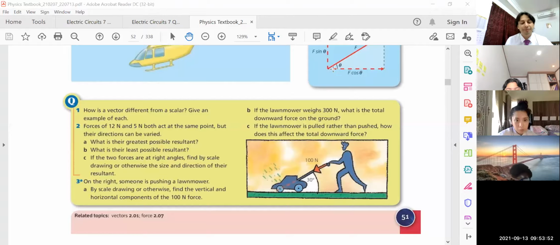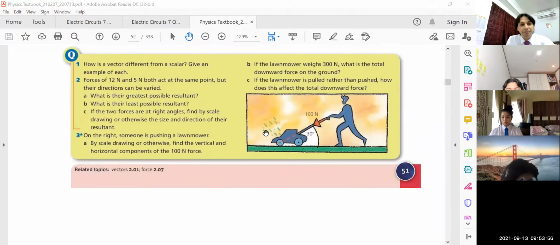Question number 3. On question number 3, on the right, someone is pushing a lawn mower. By scale, find the vertical and the horizontal component of the 100 Newton force.